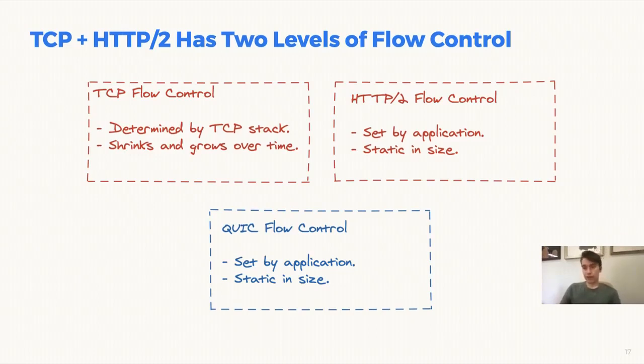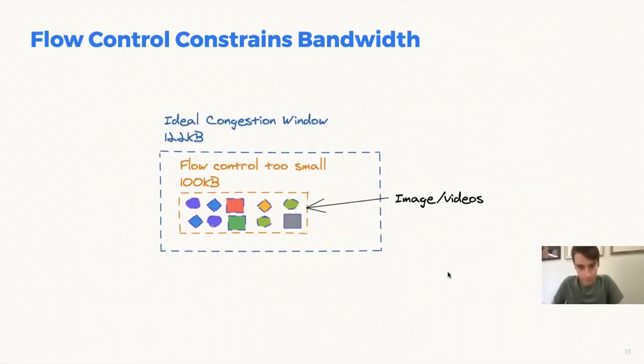Now, something that we found was that the static limit set by our applications for HTTP2 did not work well for QUIC. It was set to something like 165 kilobytes. And when we tried to use this with QUIC, we would see a lot of negative metrics. And so to figure out why, we have the next slide.